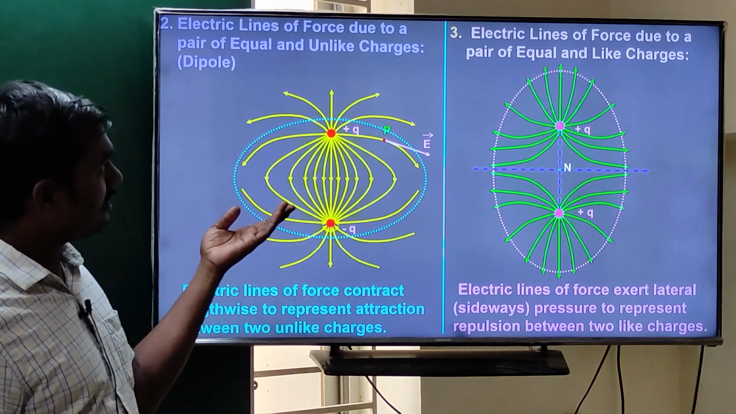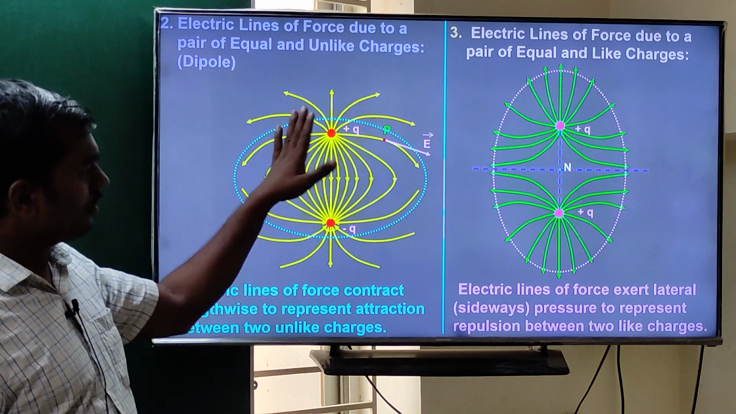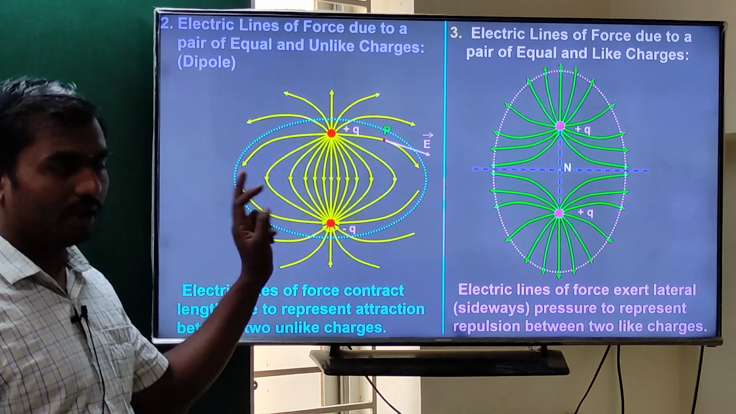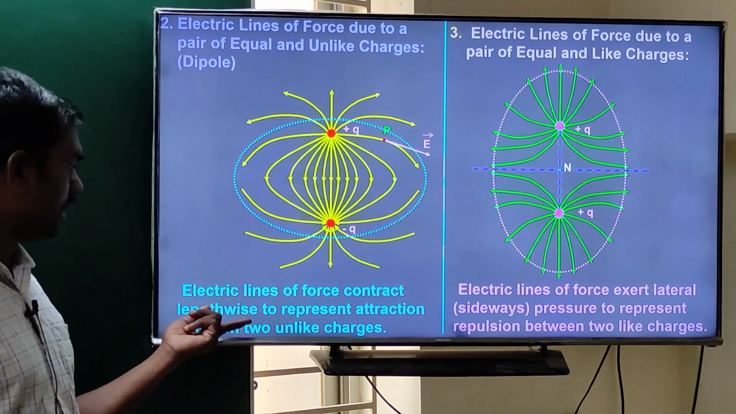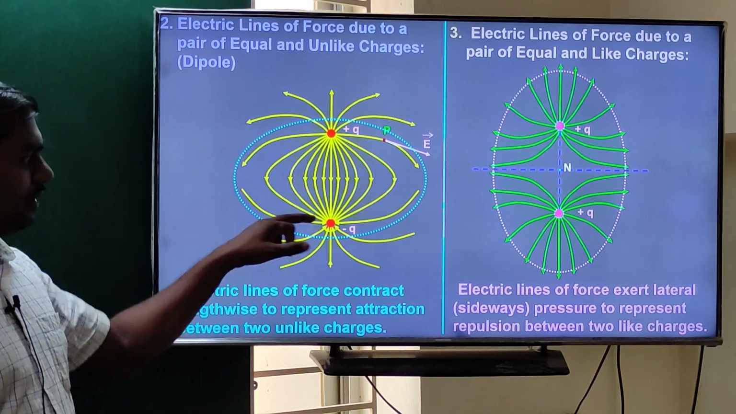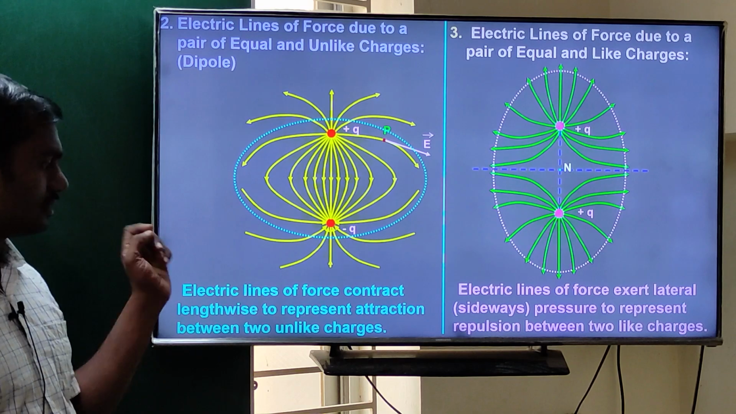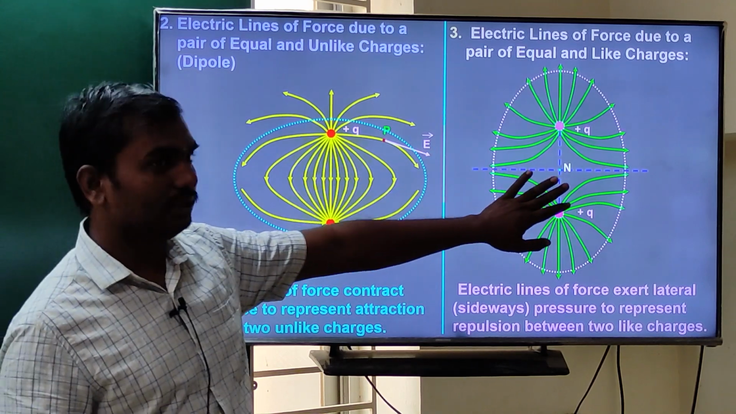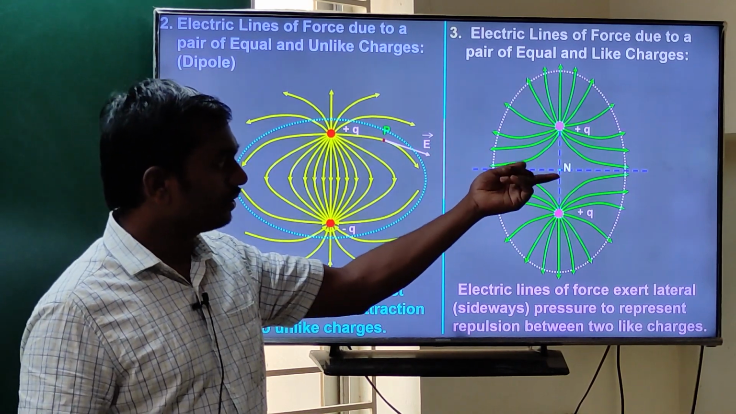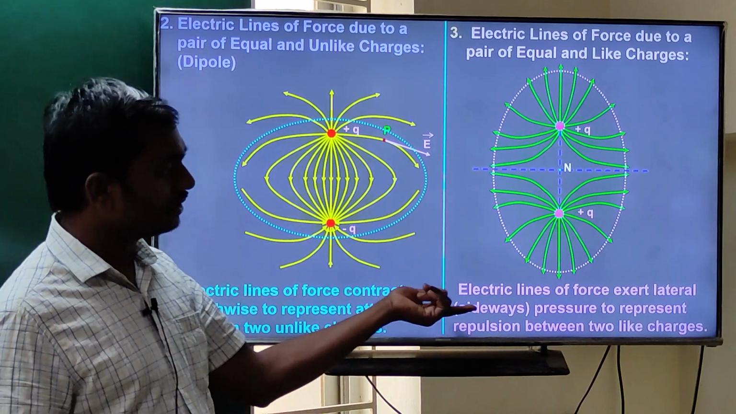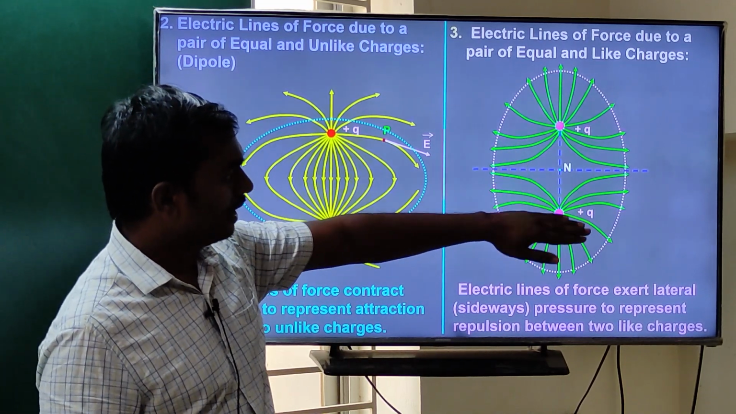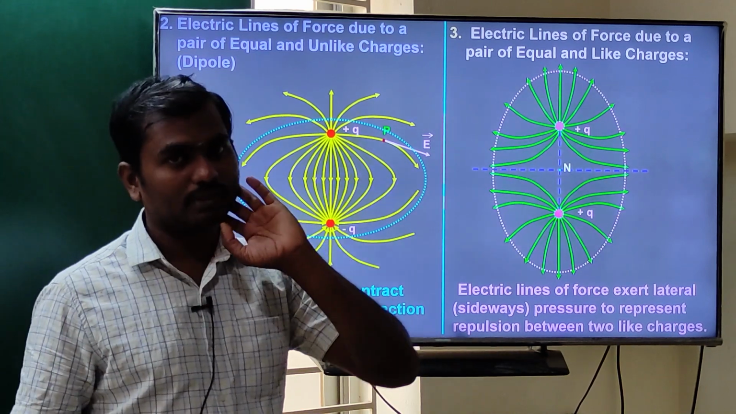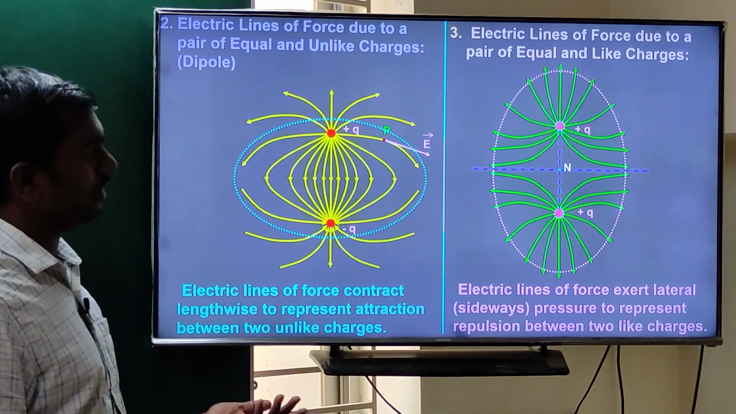So the first case, electric lines of force due to a pair of unlike charges, gives an attractive force because of lengthwise contraction between the two charges. Here, we get a repulsion force because of the lateral pressure exerted, which represents repulsion between the two like charges. This is the third property.